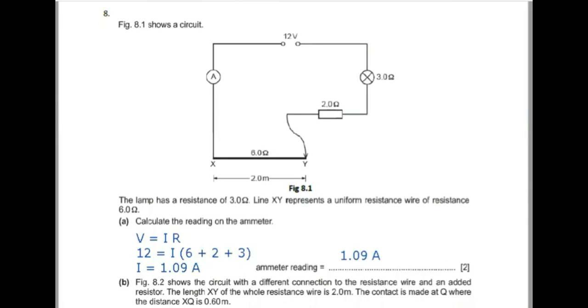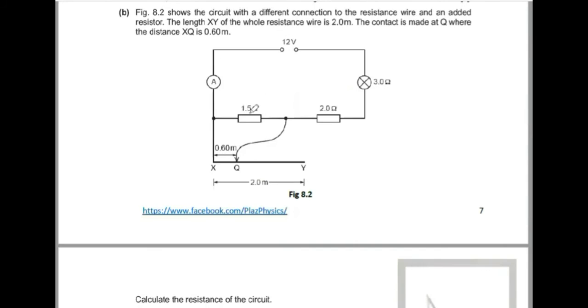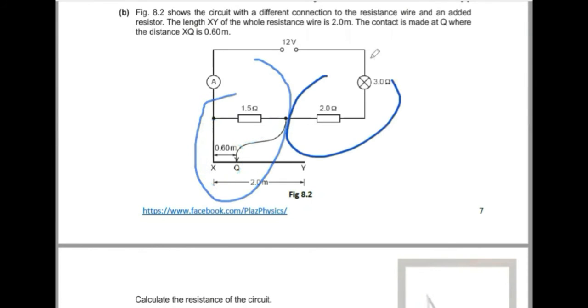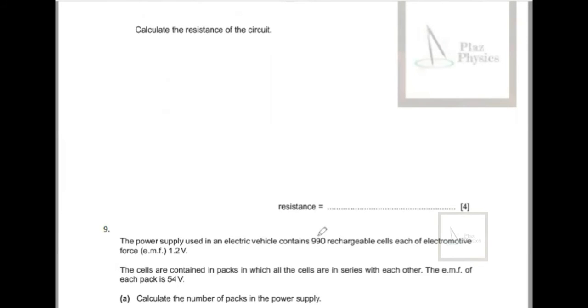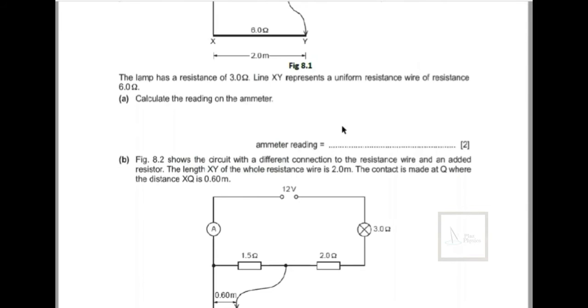So next, add one more. Then here another one. So these two are parallel. Then these two are series. Okay, easy. Calculate the resistance only. Use the ratio to get the resistance.